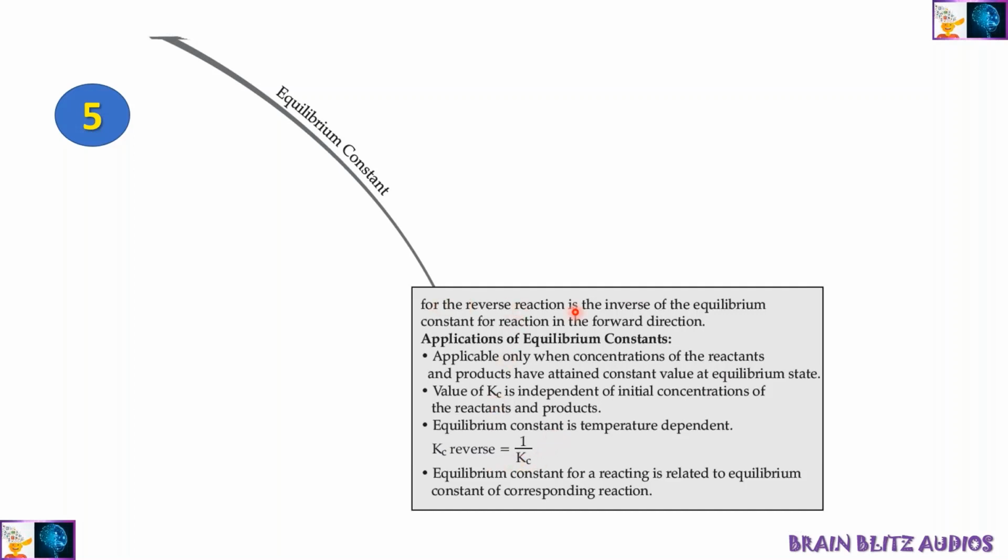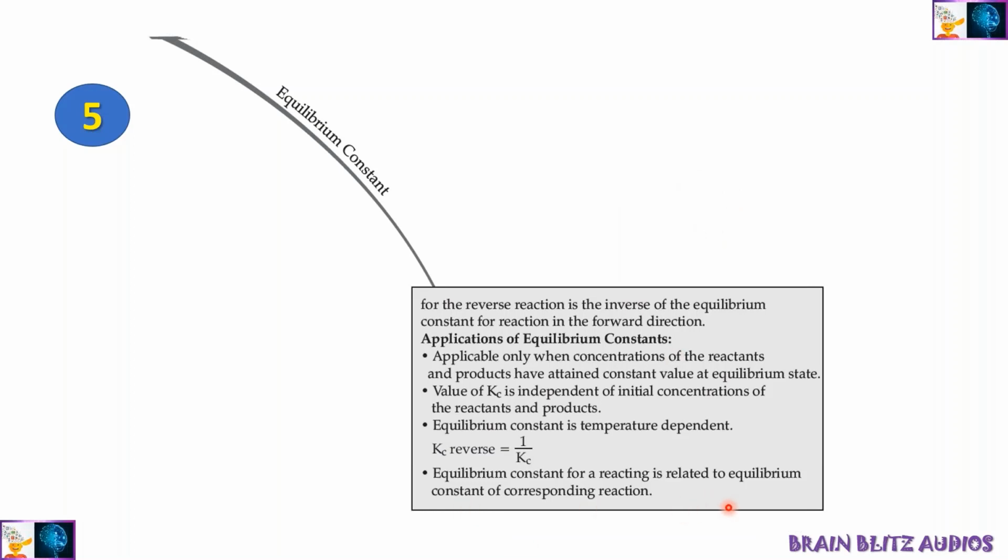Now, for the first condition, that for the reverse reaction, the equilibrium constant is the inverse of the equilibrium constant for reaction in the forward direction, we write Kc reverse as 1 by Kc. So this is known as the inverse of the equilibrium constant. The final point here says that equilibrium constant for a reaction is related to equilibrium constant of its corresponding reaction. The equilibrium constant of both the reactions, the forward and the backward, would have a relation. That is what the last point says.